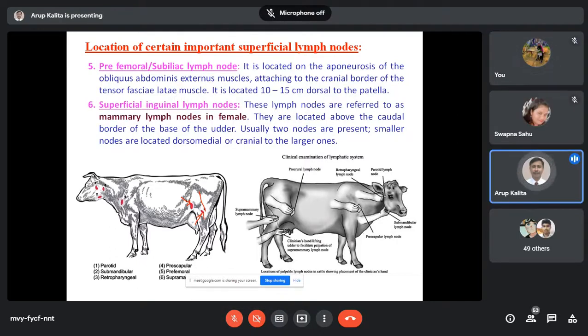Yes. So that we will teach you in the practical class in the animal farm when you will come here. But for now, you have to know there are some superficial lymph nodes that have some clinical importance.